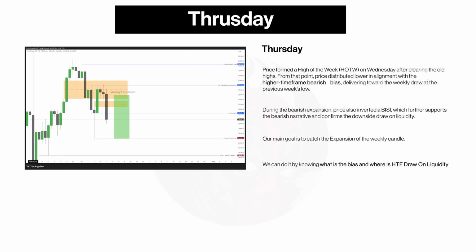We can do it by knowing what the bias is and where the higher time frame bias is leading to. In this chart, we can clearly observe that the Thursday daily candle formed the high of the day at this daily FVG and from there it delivered lower. In that process, price also inverted this daily BC, which confirms the drawn liquidity and order flow.